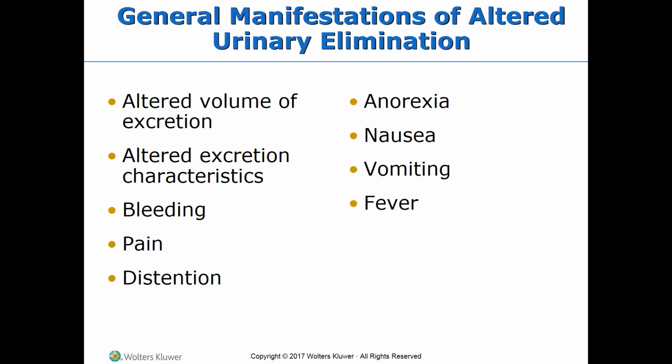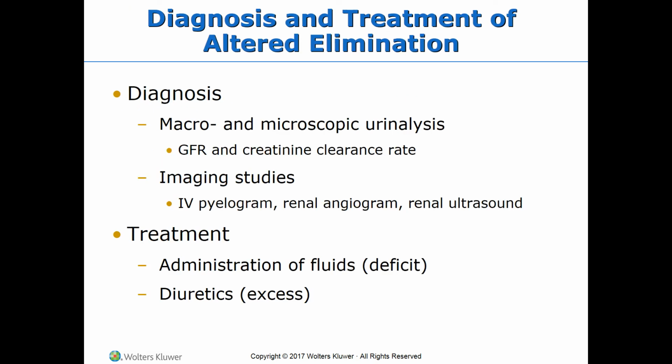So the general manifestations, you can have altered volume excretion, so you can have less volume being excreted. You can have altered excretion characteristics. We already talked about the color of the urine. Sometimes you can have cloudiness within the urine. You can see red blood cells, hematuria, which of course will make the person worry. The person will have pain, distension, anorexia, nausea, vomiting, fever. Why? Because you have accumulation of toxic products within your blood.